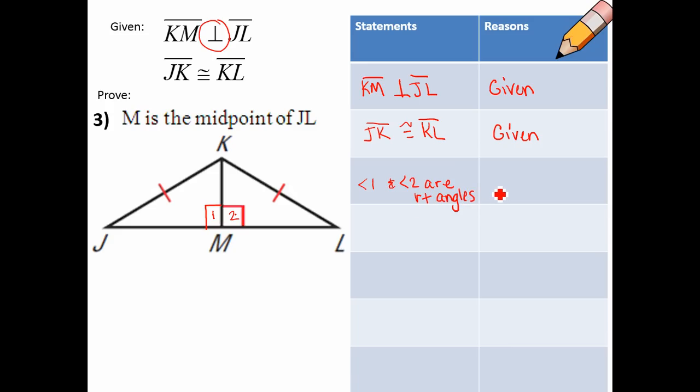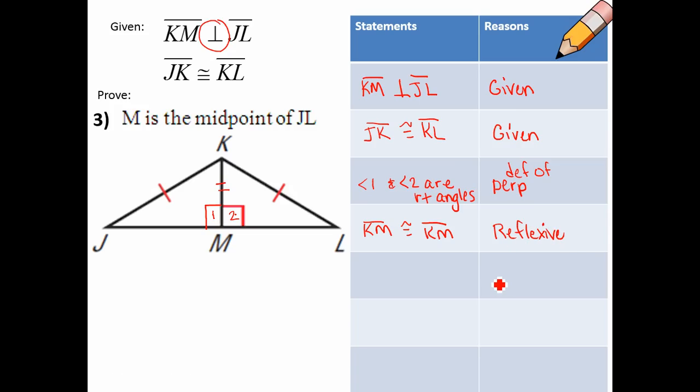And how did we know that other than the fact that it was written in the diagram there? Well, we saw the perpendicular. So we saw that there was a definition of perpendicular that we saw in the given information. We could say definition of perpendicular. Now let's talk about the shared side right here. So we could say that KM is congruent to KM because it's reflexive property.